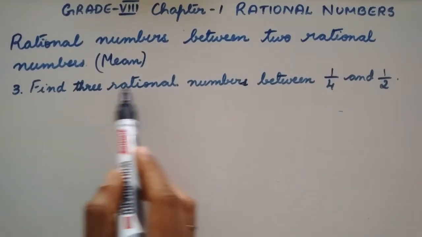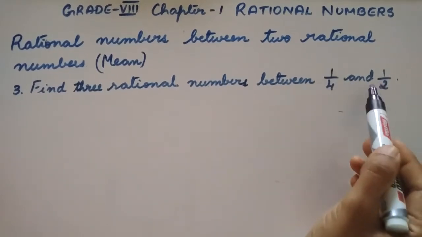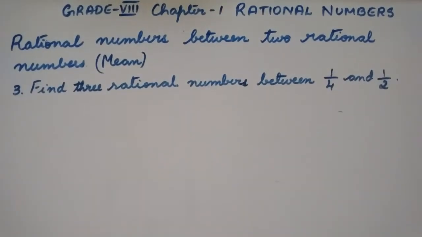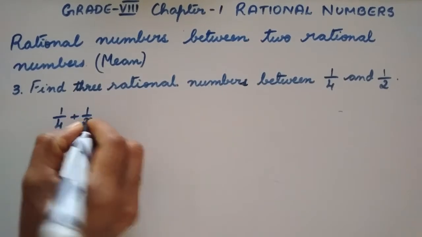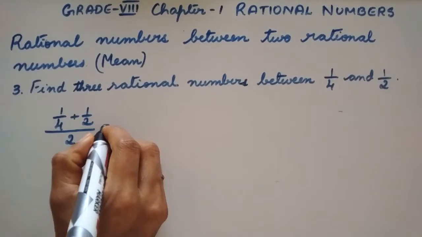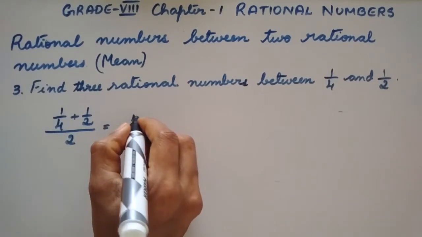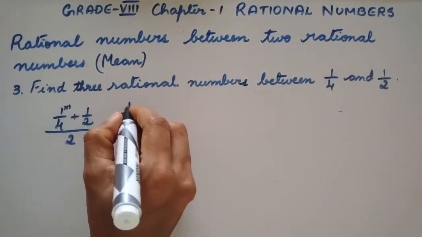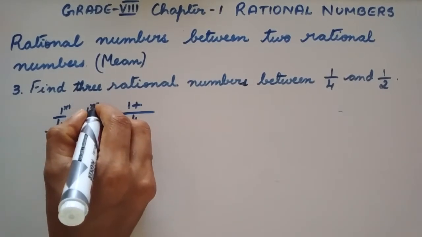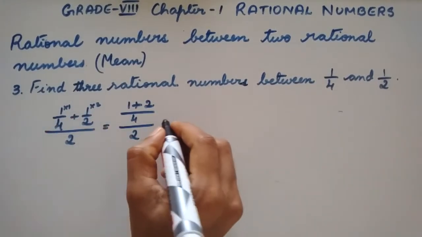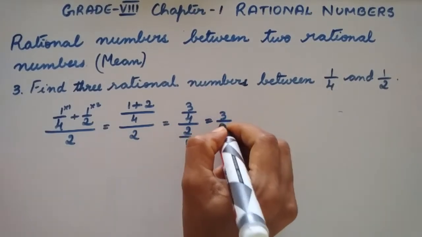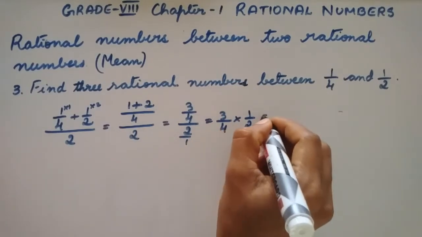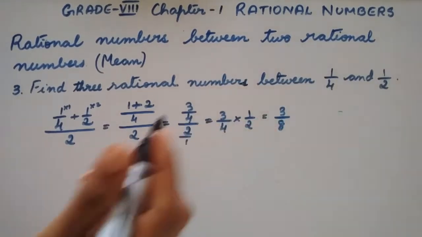Next one, find three rational numbers between 1 by 4 and 1 by 2. So we find the mean of the given rational numbers, that is 1 by 4 plus 1 by 2 by 2, which is equal to, let us take the LCM. 4 1s are, 1 into 1 is 1 plus 2 2s are, so 1 into 2 is 2 by 2, which is equal to 3 by 4 by 2 by 1, which is equal to 3 by 4 into 1 by 2, which is equal to 3 by 8.